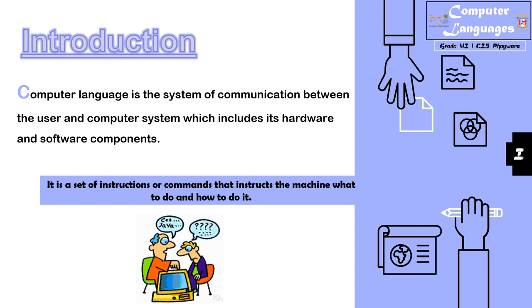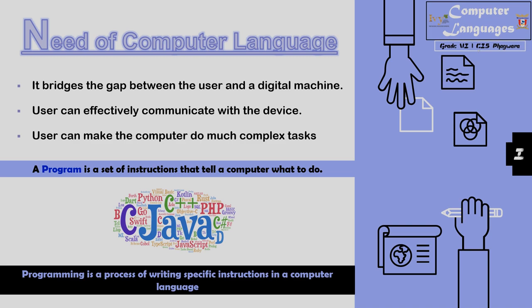So let's see, why do we need a computer language? First of all, it bridges the gap between the user and a digital machine. The user can effectively communicate with the device. So basically, computer language is needed to tell the computer what to do and how to do it using programs. These programs are used to design the software or apps that we commonly use on computers and on our mobile devices.